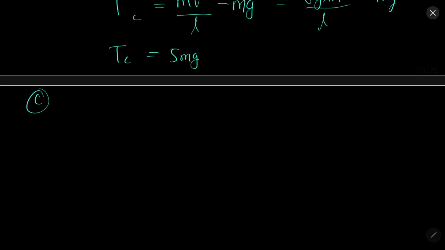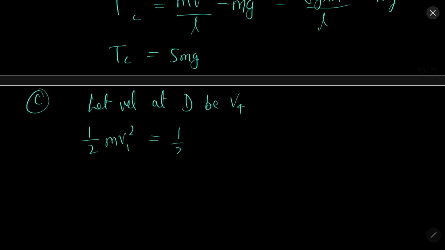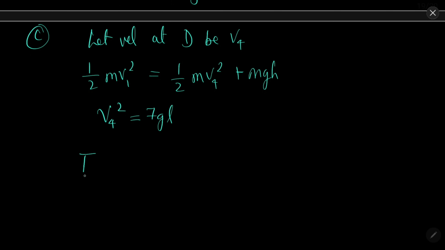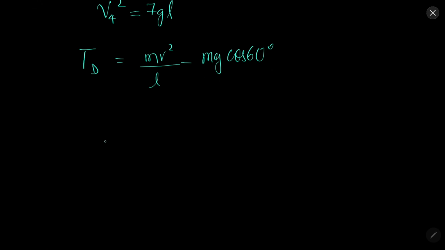Now C part, let the velocity at D be v4. Same thing: mv1 square over 2 equals half mv4 square plus mgh. So we will obtain v4 square equal to 7gL. So tension at D will be mv square over L minus mg cos 60 degrees. So tension will come out to be 6.5 mg.